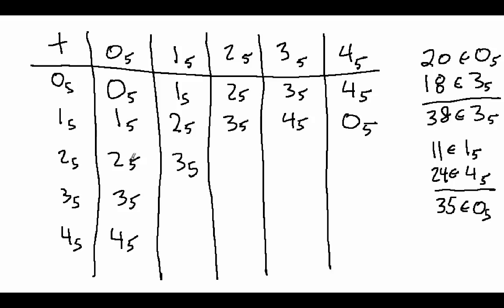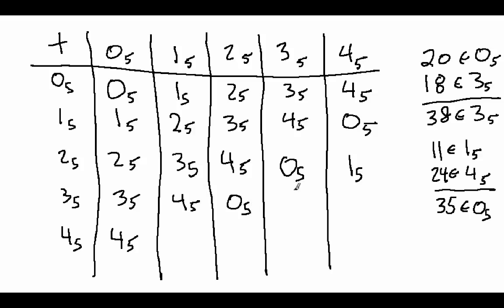2 plus 1 is 3. 2 plus 2 is 4. 2 plus 3 is 5. But mod 5, if I divide by 5, I get a remainder of 0. 2 plus 4 is 6. But when I divide 6 by 5, I get a remainder of 1. And I can just go ahead here and continue this.